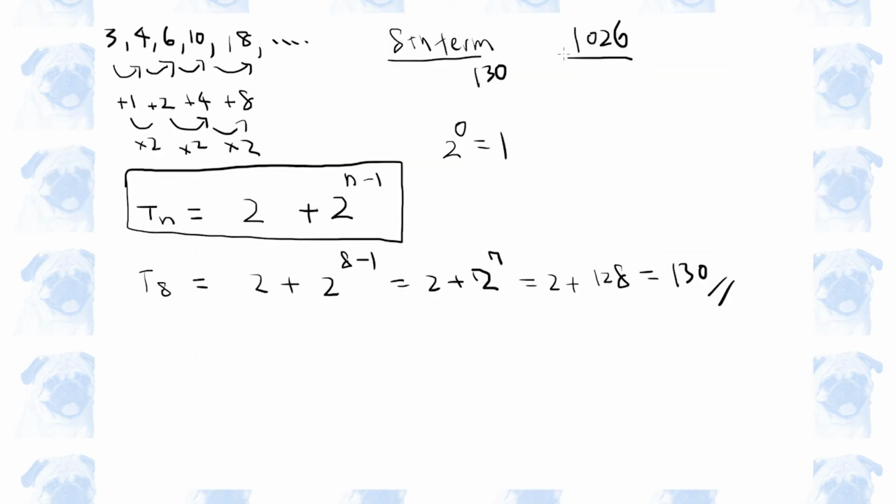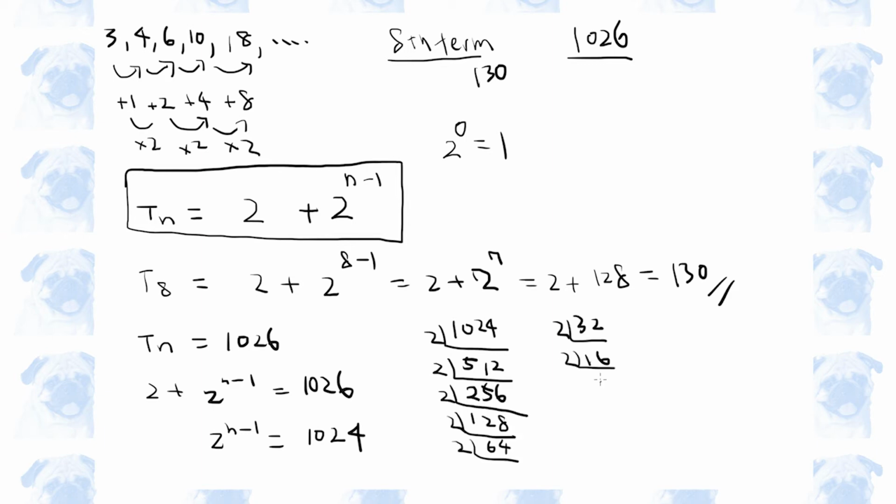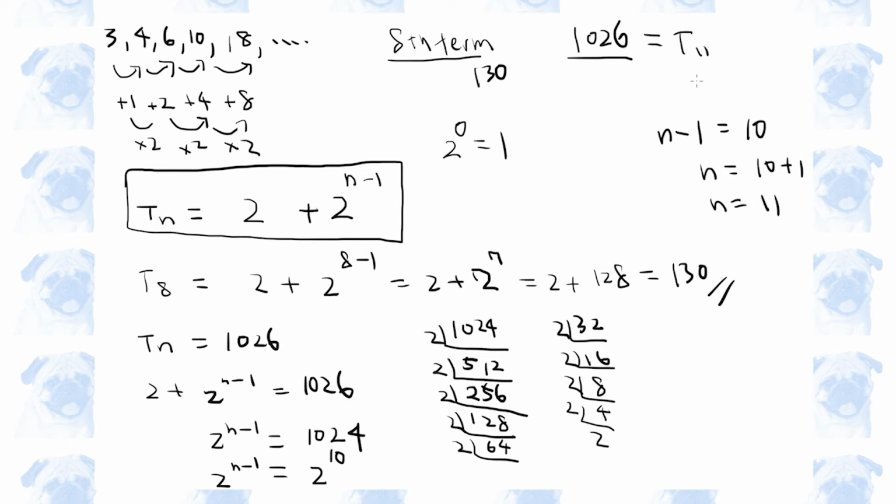Next, which term is going to be equal to 1026? What are the prime factors of 1024? So we have 2 to the power of 10. So 1024 is 2 raised to the power of 10. Therefore, n minus 1 is 10. So n is 10 plus 1, the 11th term.